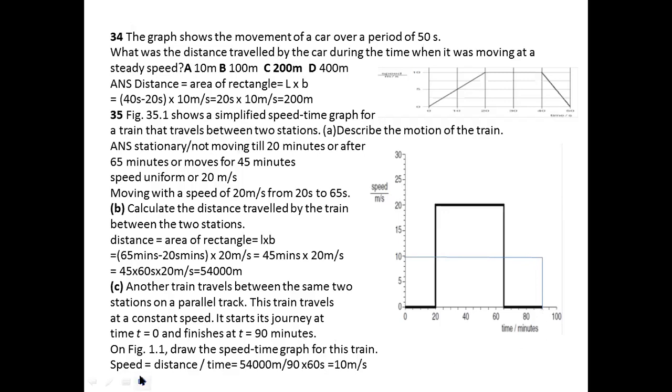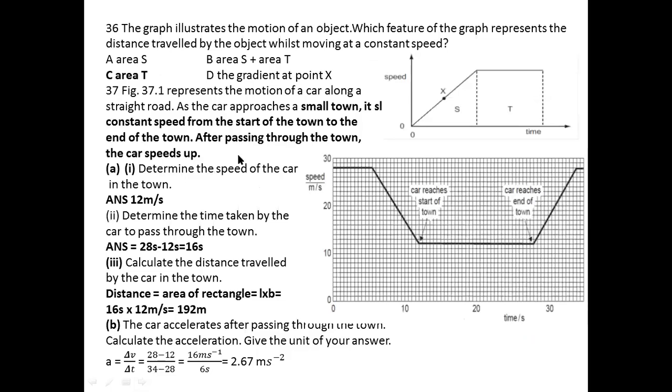Next question: the graph illustrates the motion of an object. Which feature of the graph represents the distance traveled by the object while moving at constant speed? This represents that speed is increasing equally in equal intervals of time. A horizontal line represents that the body is moving with constant speed. So the correct answer is C. The area under this horizontal line represents the distance traveled while moving with constant speed.